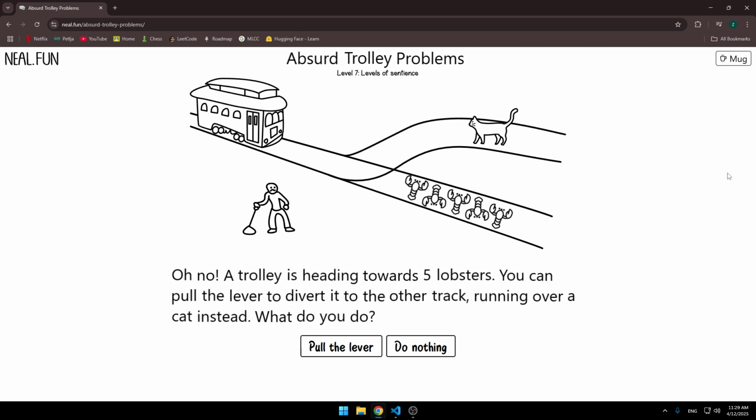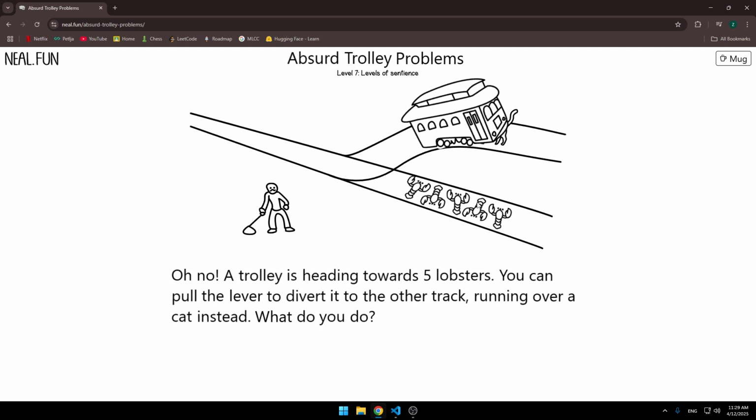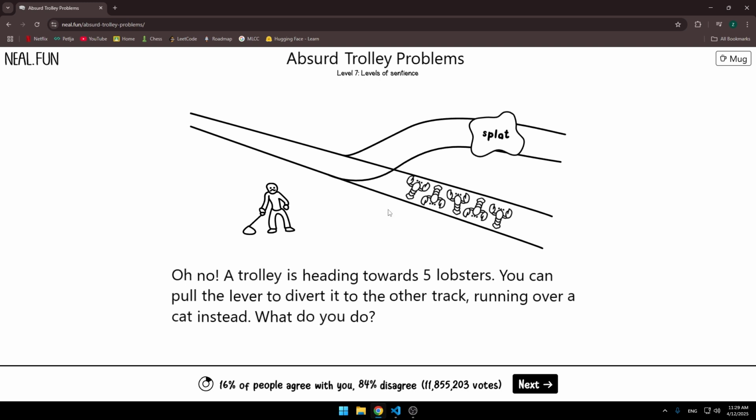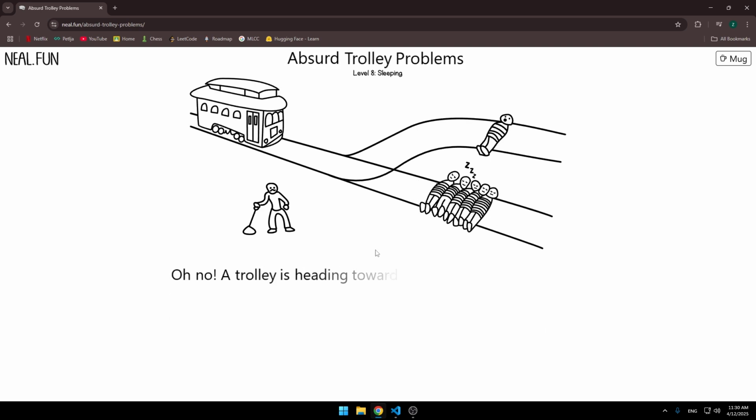Pull the lever. Reasoning: 5 lives outweigh 1. It's a brutal calculation, but minimizing harm is the priority. Lobsters, while living beings, aren't typically considered in the same moral weight class as a cat. Okay, so we just pulled the lever because lives are better. Let's go. Also, lobsters are way cooler. I'd kill 5 cats for one lobster, honestly. Oh, most people would kill lobsters? Okay, these are just cat simps. I do not care about them. Let's go again.